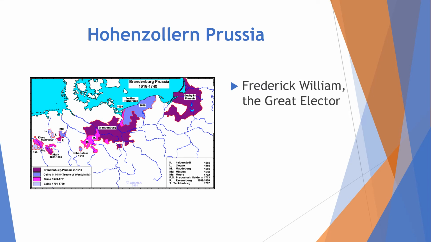In 1640, Frederick William, one of the electors of the Holy Roman Empire, inherited a scattered collection of territories in northern Germany known as Brandenburg and Prussia. He was essentially the elector of Brandenburg and the Duke of Prussia. And he's going to begin to consolidate these areas.